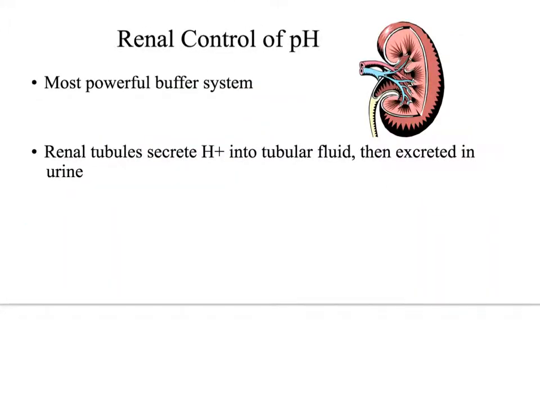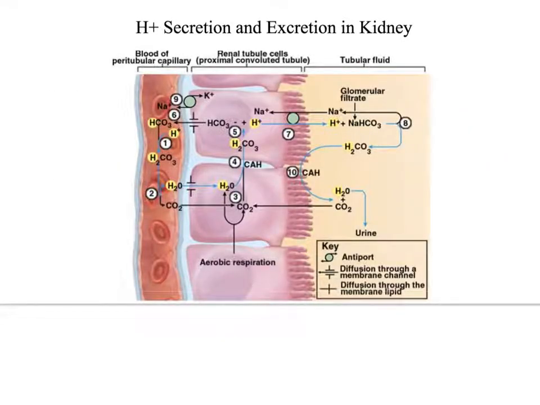Now, renal control. This is the most powerful one, because we can actually release the hydrogen ions out into the urine. The way that this works is kind of complicated, and I'm not sure how much of this you need to memorize. Here's the idea. Number one, the carbon dioxide is going to move into the tubules from the blood and the filtrate.